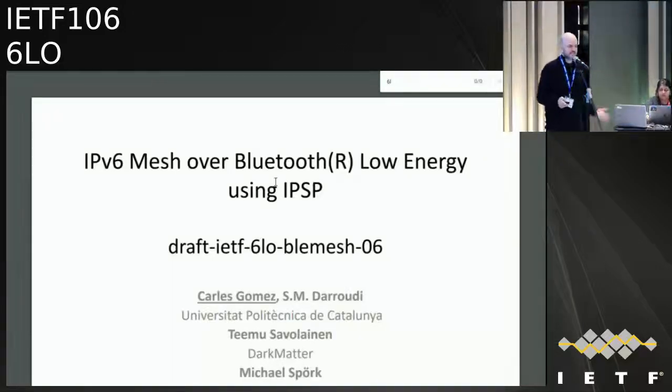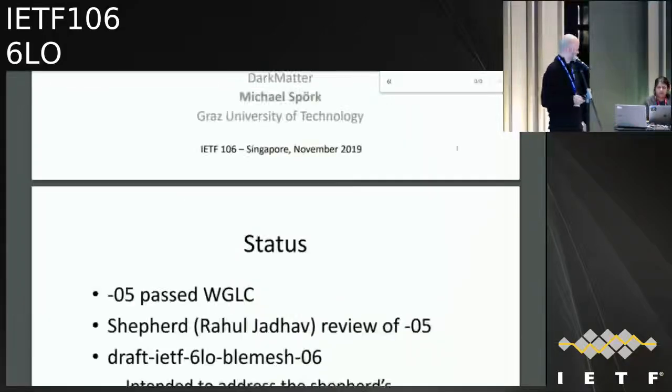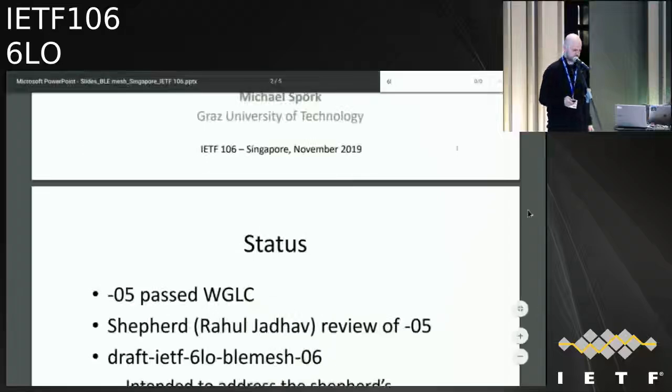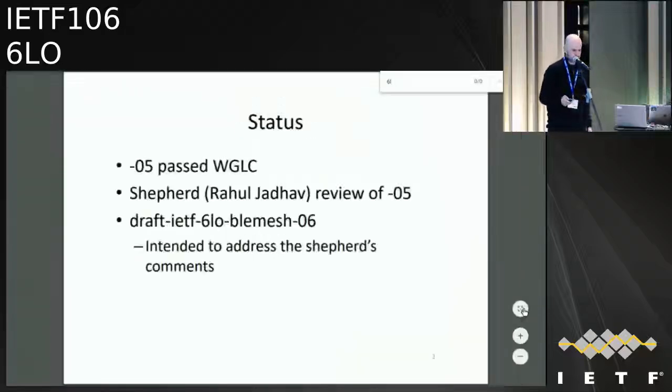Okay, I'm going to present the current status and the last update of the draft entitled IPv6 Mesh over Bluetooth Low Energy using IPSP. So first of all, let's take a look at the status of the document. The previous version, which was 0.5, passed working group last call, and then the shepherd, Rahul, kindly provided a review of 0.5, and then we produced version 0.6, which is intended to address the shepherd's comments.